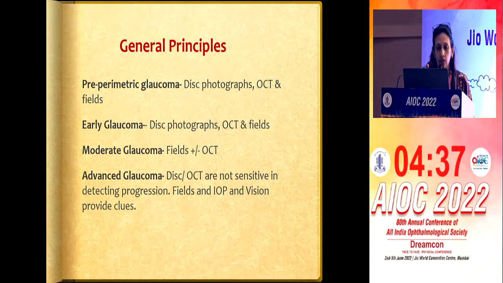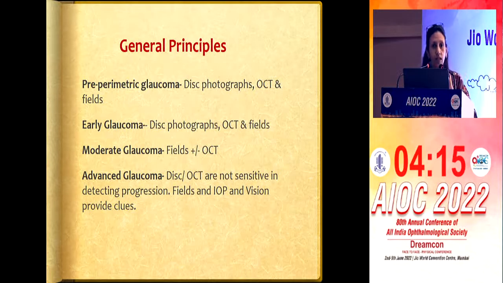So what does it mean? So what are the general principles? If you have pre-perimetric glaucoma and early glaucoma, disc photographs, OCT and fields, all three show excellent sensitivity. If you have moderate glaucoma, the disc may be damaged to an extent where it may not be sensitive. And in advanced glaucoma, OCT, disc photographs, they are all useless. Perimetry is the only thing which you have to assess progression, and that along with vision and intraocular pressure monitoring would give you a good idea whether the patient is progressing or not.